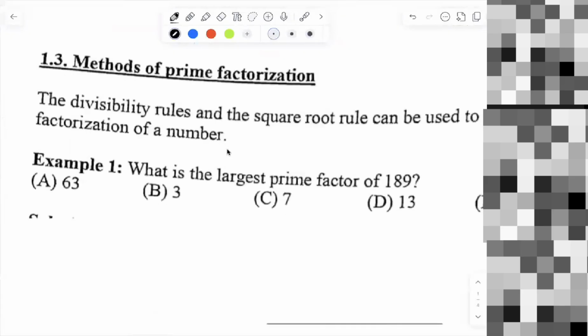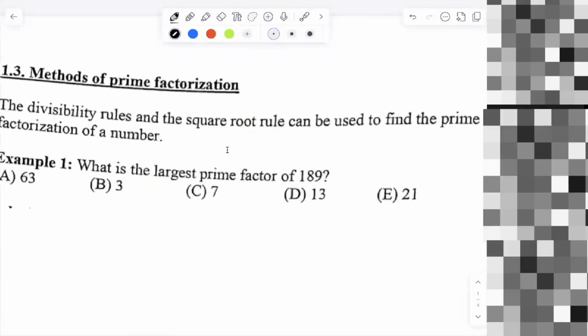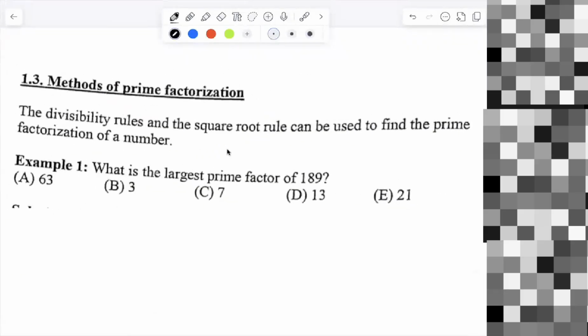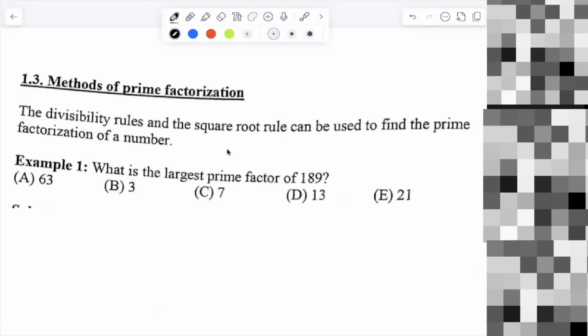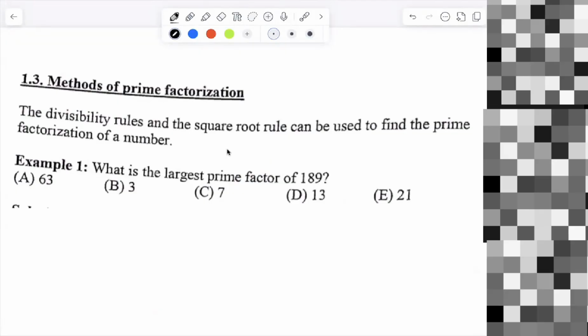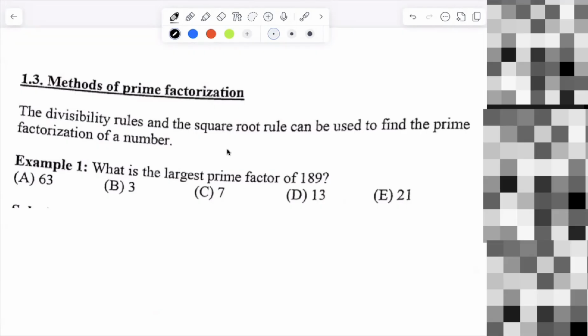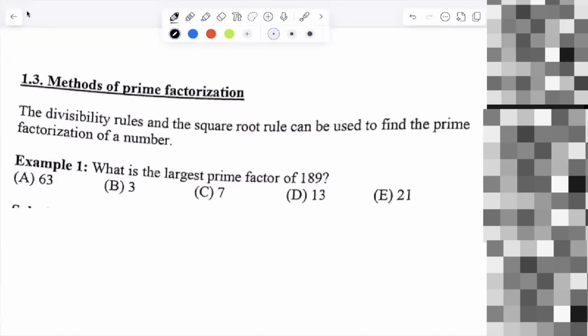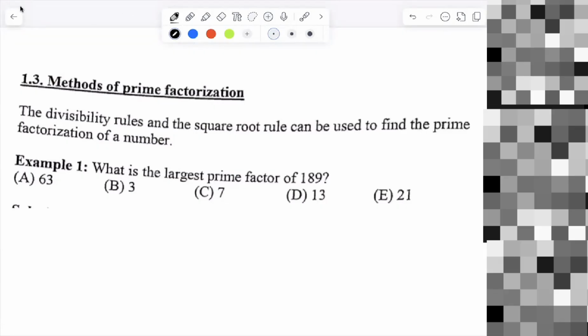But now let's move on to 1.3. A method of prime factorization. We're gonna use it on problems. Example 1. What is the largest prime factor of 189? Let's go with this question and tell me your answer in chat. In private message, please.